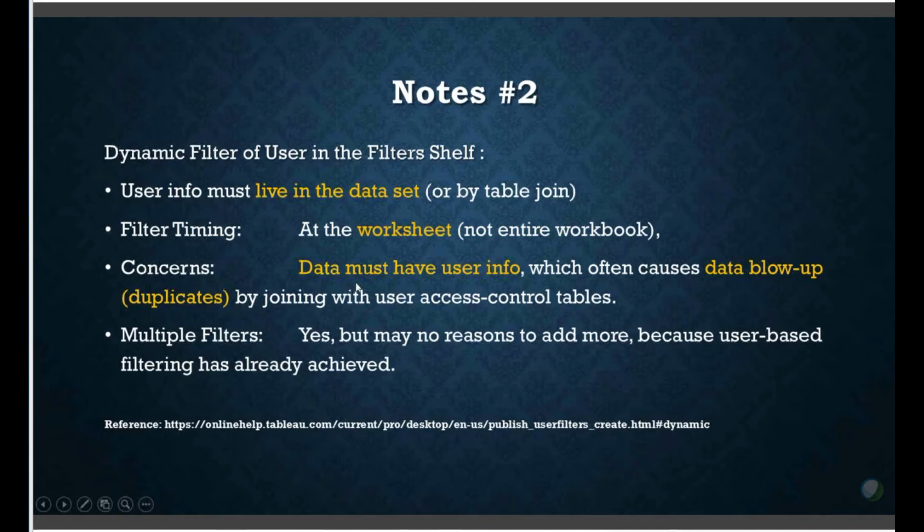The concern is that data must have user information. Therefore, you often need to join a table to get a user ID, right? So you will cause the data to blow up, causing a lot of duplicate, repeating records. You have the same set of data for Mary and the same set of data for John. You create these duplicates by joining a user access control to your major data sets. So this is a big issue for solution number 2. And you can do multiple filters, but I don't see any reason you need to do that.